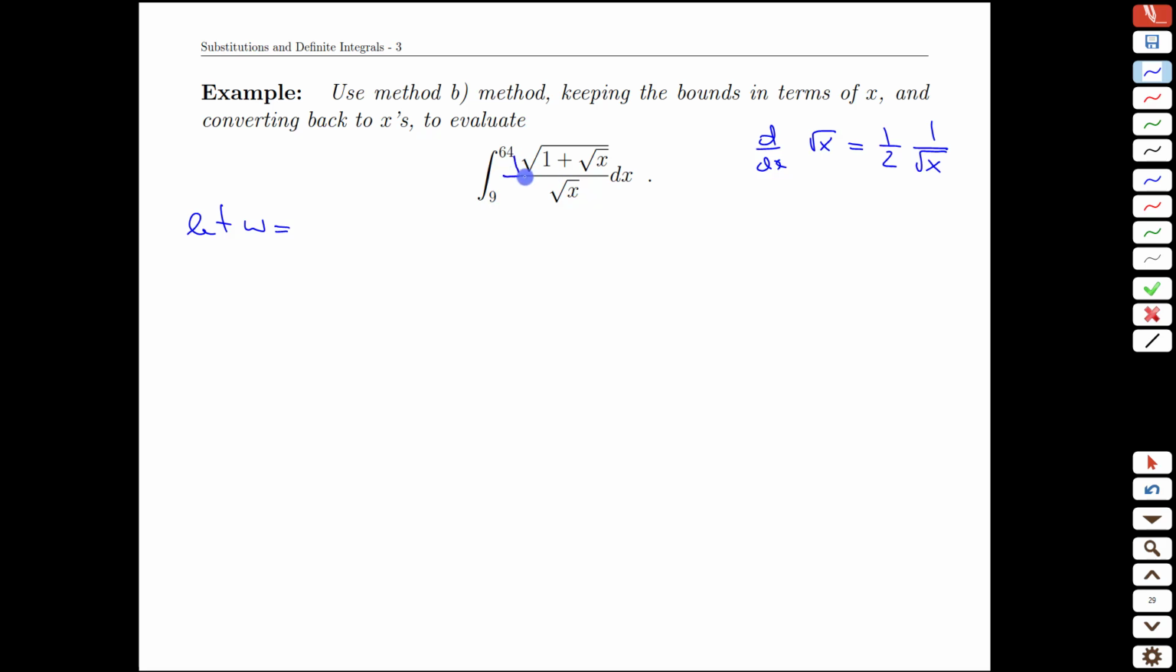It looks like if we rewrote this with the leading 1 over root x, we'd say, oh, the derivative of root x is sitting in here ready to be canceled. So that's what we're going to use as inspiration for our inside function. If we choose 1 plus root x, I think we're going to get some nice cancellations happening. How do we know? We're never sure until we actually do it.